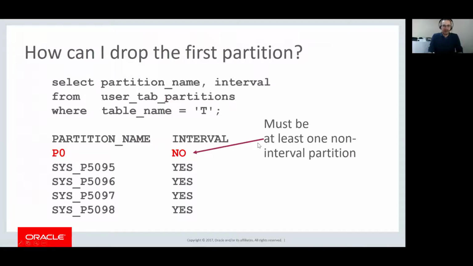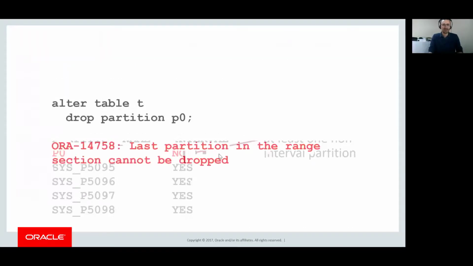There must be, or the first one must be, a non-interval partitioned partition. So the first of these must say no when it comes to dropping the partition, which in the past was a bit of a problem. So if I wanted to get rid of P0, so everything before 2018 or whatever I set the start date to, and I tried to drop it, we get the lovely error 14758. So we couldn't get rid of it, okay?